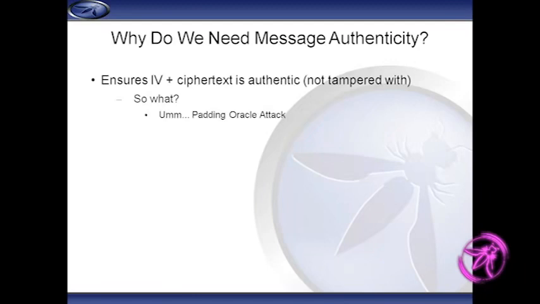The other thing is, why do we need message authenticity? Well, it ensures that the IV and the ciphertext are authentic. Why is that important? How many of you remember the padding oracle attack? Good. There was a tool called Poet that allowed, for instance in ASP.NET, you to decrypt the view state and eventually discover the cipher key.